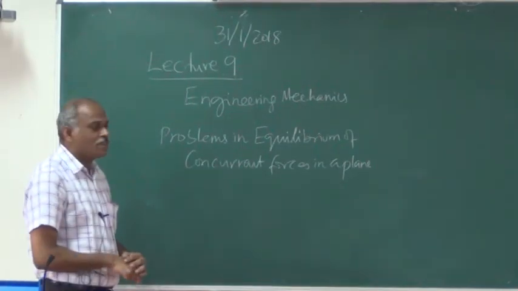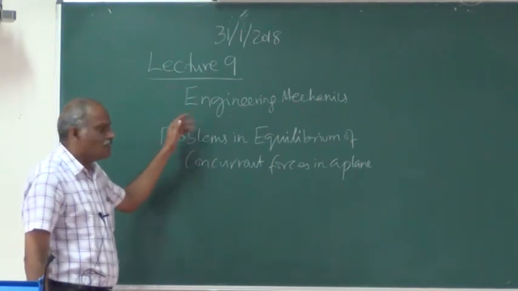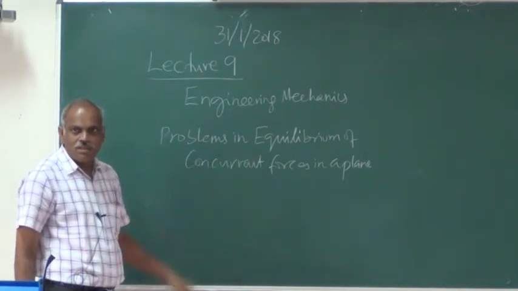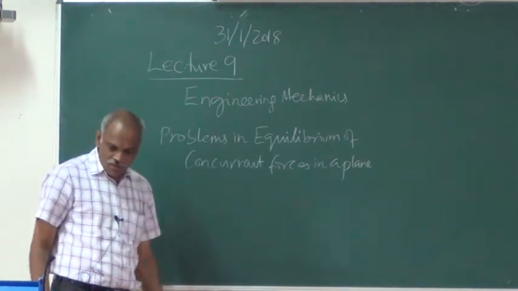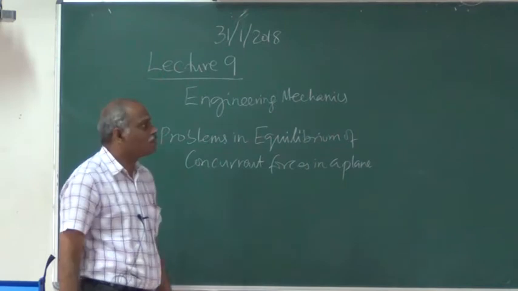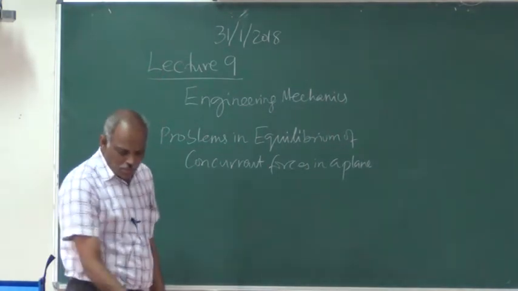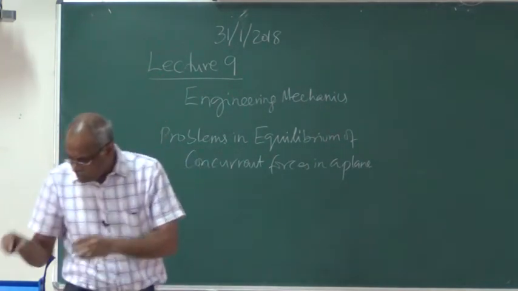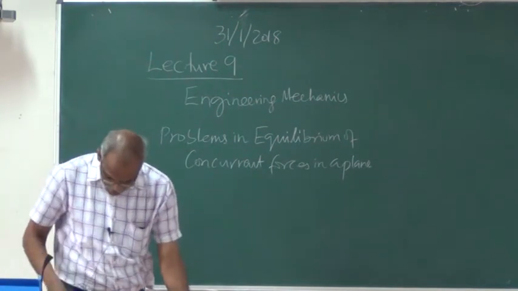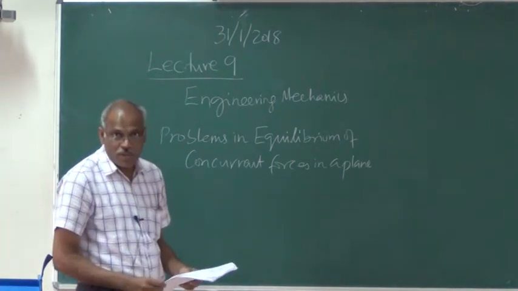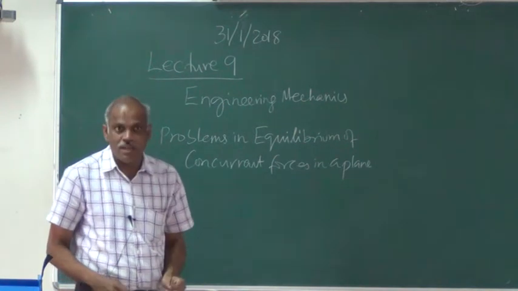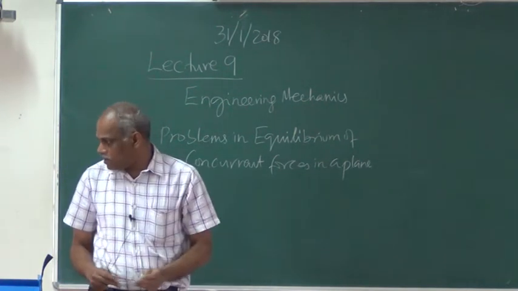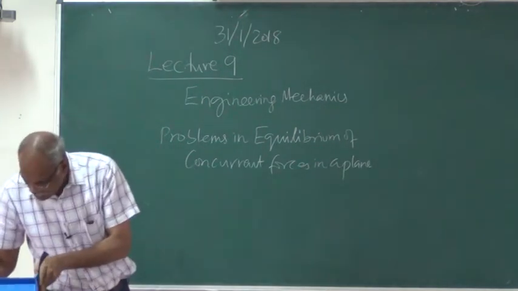So this is lecture 9 in engineering mechanics. We are going to continue with our problems in equilibrium of concurrent forces in a plane. So the problem that we have been discussing is problem page 23, problem number 8. It is about 3 rollers, equilibrium of 3 rollers.